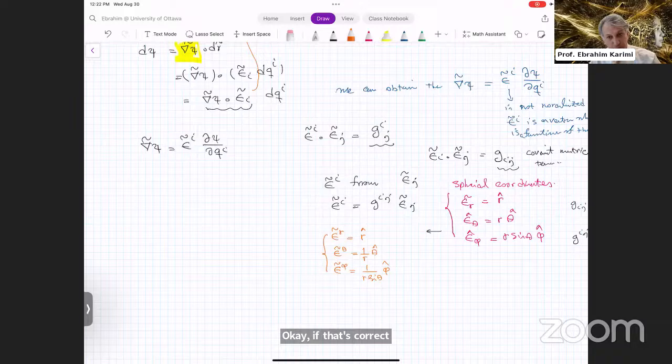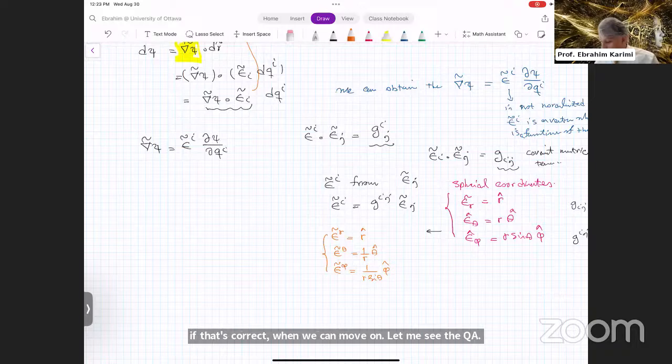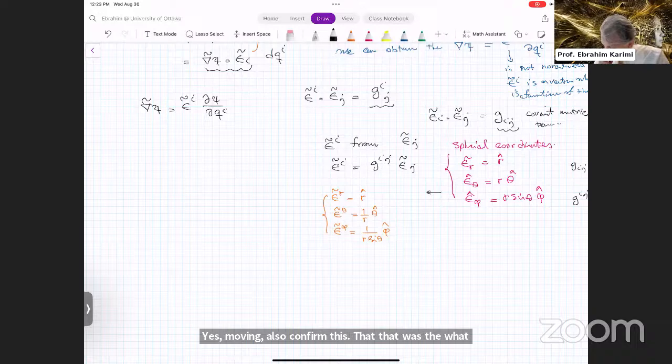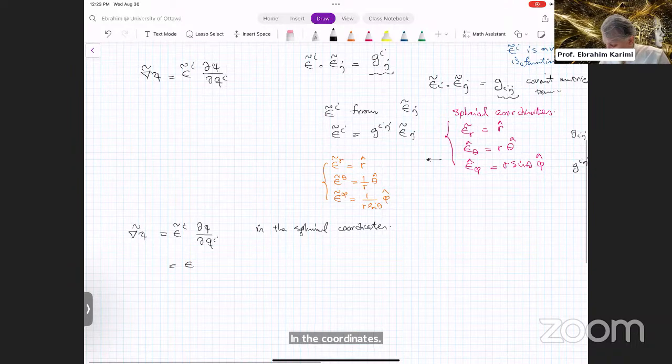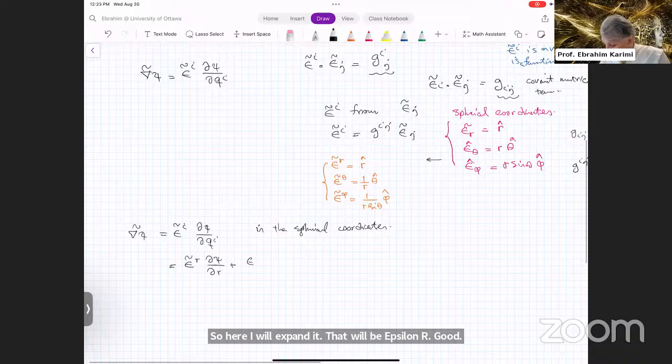Let me see the Q&A. Yes, Mubin also confirmed that this is what we obtained from the last lecture. Well, now, based on the fact that for the spherical coordinates I obtained this, let's write the gradient of psi, which is epsilon i, derivative of psi with respect to q^i, in the spherical coordinates. So here I will expand it. That will be epsilon r derivative of psi with respect to r, epsilon theta derivative of psi with respect to theta, plus epsilon phi derivative of psi with respect to phi.